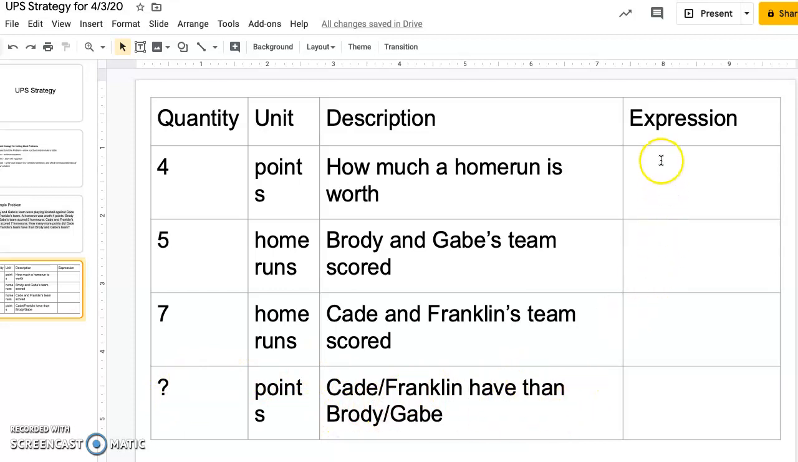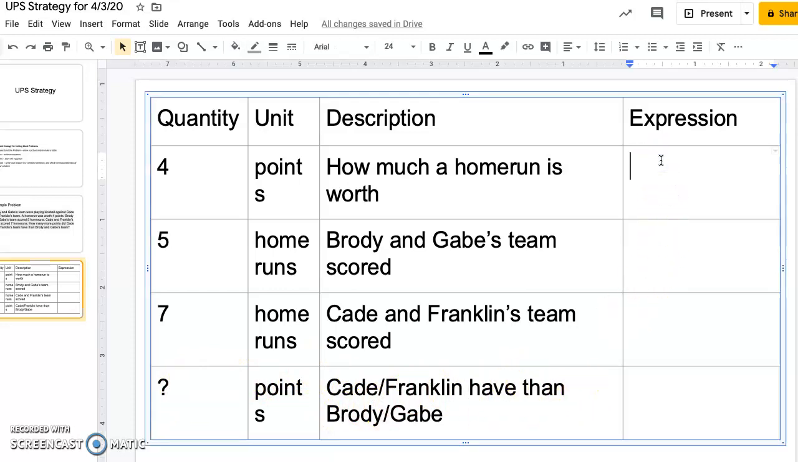Okay, so let's look. Do we need an expression for what a home run is worth? No, no expression needed here. Could we do an expression for here? We have 5 home runs. Do we know what a home run is worth? So could we do 5 times, how many points is a home run? Good, 4. So 5 times 4 equals, y'all want to make it B for Brody?